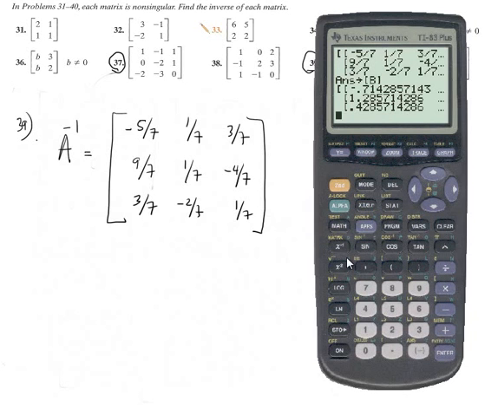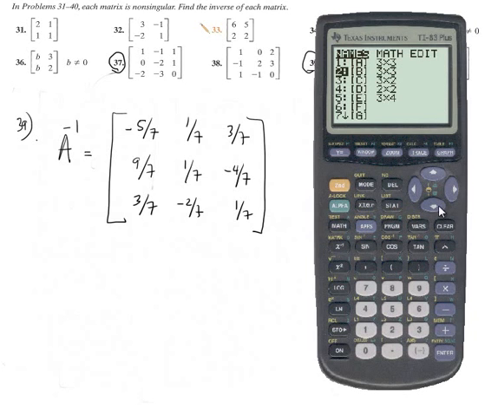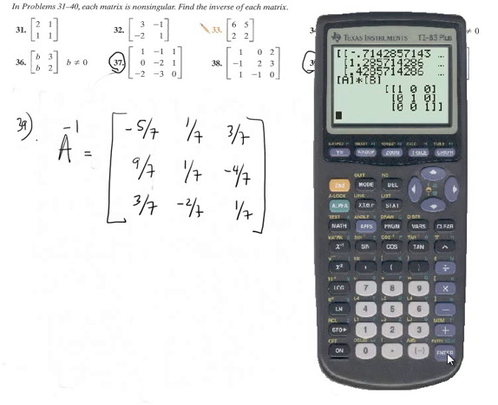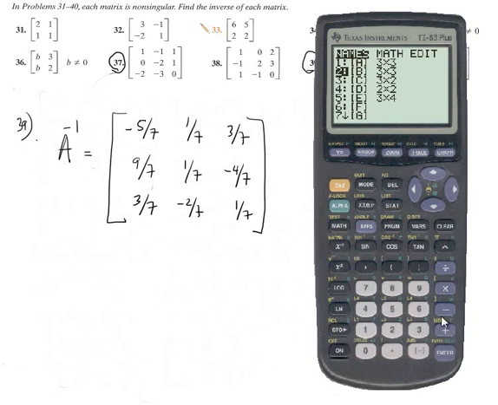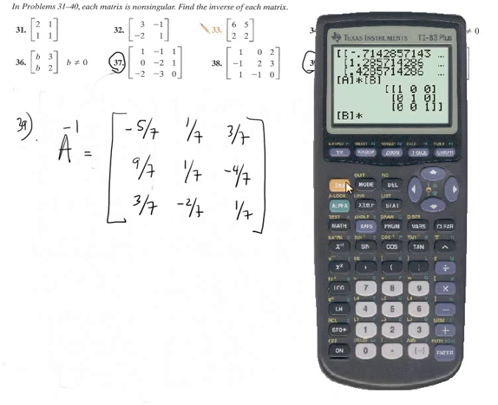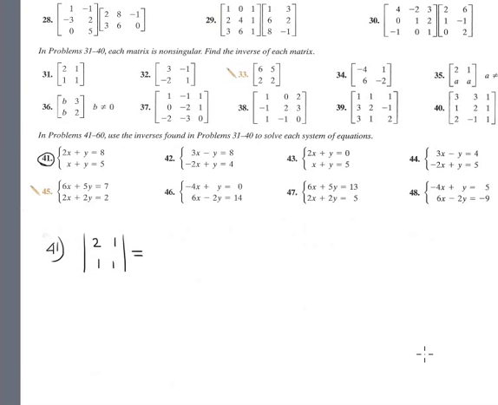Now let's do a multiplication. Matrix A times matrix B. And the answer is identity. Now in different order, B times A. Again, it's identity. Perfect. Okay, 41 is example.